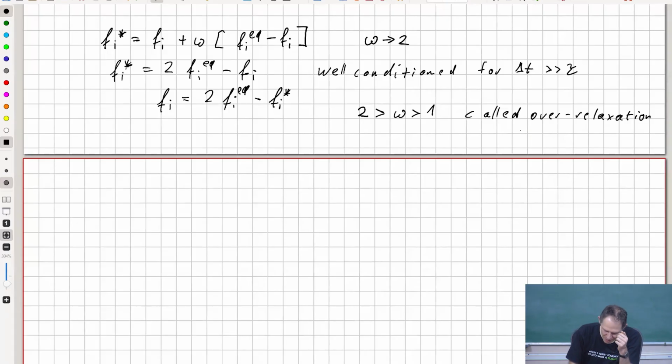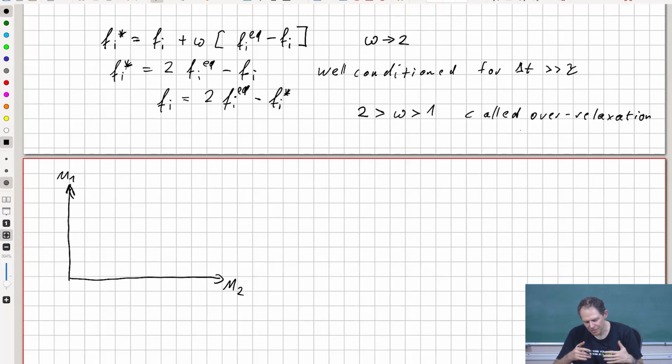Now, over-relaxation is extremely important. This can only be done with implicit collision operators, and it is the only reason why Lattice Boltzmann has survived in this world in the first place. So let me try to draw a picture.